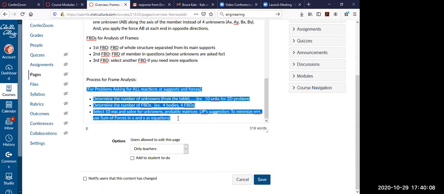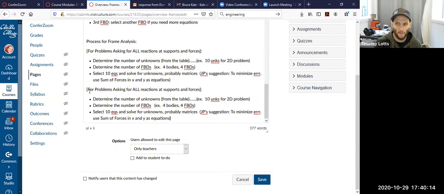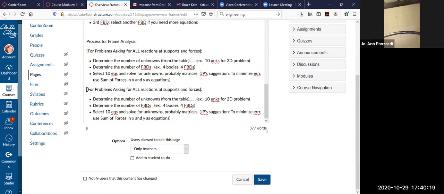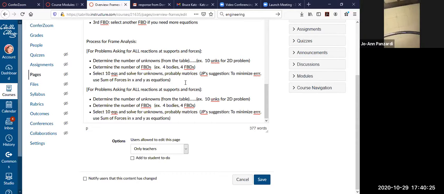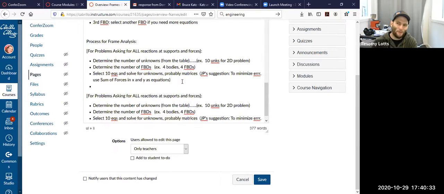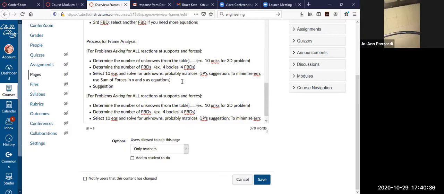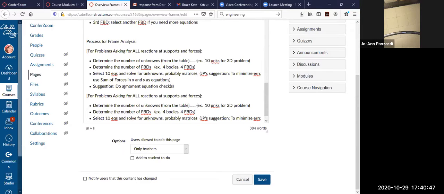I have a question on that. As far as checks go, are we going to have to do a moments setup for checks? You mean do another equation for a check? Yeah. Because otherwise it would probably be a good idea, since it's a long problem. Would that be required on, say, a homework? No, I'll say it's a suggestion. Do a moment equation check. I'll put this, do moment equation checks. It's just a suggestion.